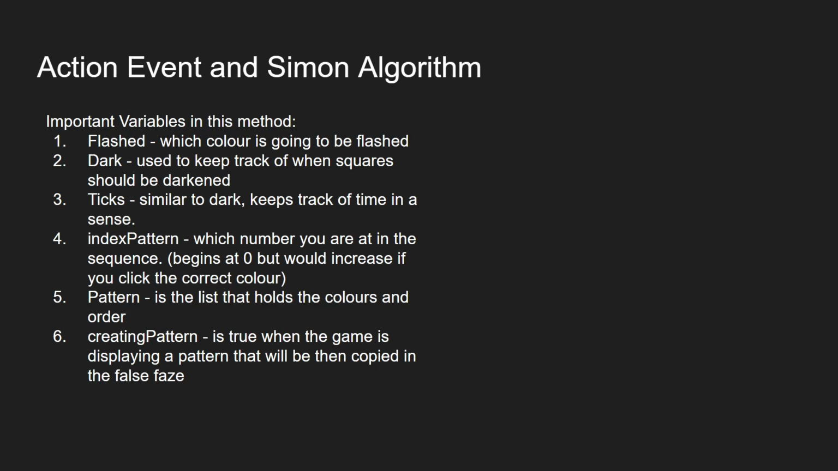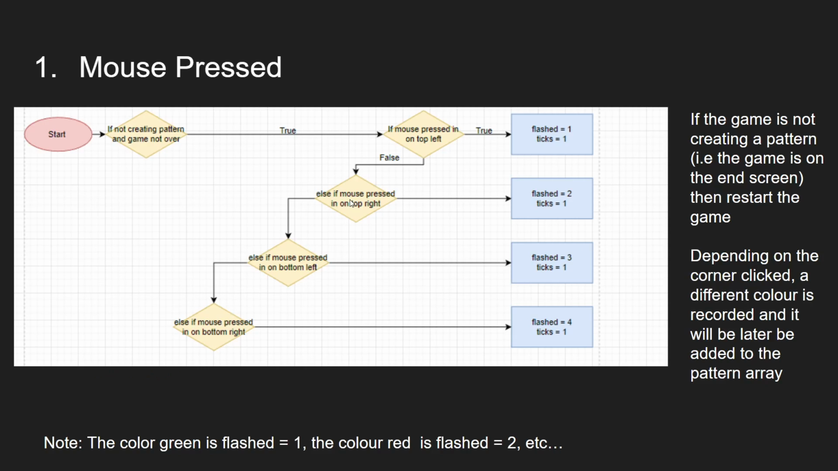The next variable is pattern, and this will be the list that holds all the colors and the order. And we also have a Boolean variable called creating pattern. And if this is true, the game will be in the displaying a pattern mode. And if it's false, then it will be in the guesser mode.